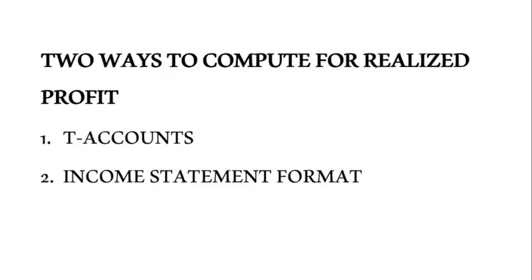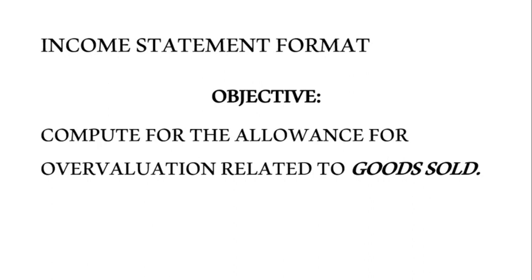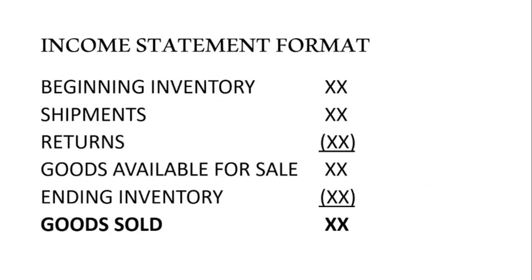So now, we will proceed to the second way or technique to compute for the realized profit, and that is the income statement format. You just need to remember that our objective in using the income statement format is to compute for the allowance for the overvaluation that is related to the goods sold or the cost of goods sold. Now, a very important concept is that we need to recall the income statement format in getting the cost of goods sold.